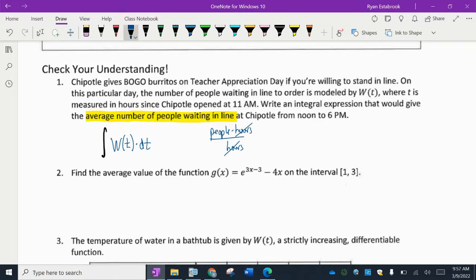Where do we divide it by hours at? The out front. Okay. 1 over what? 6. From noon to 6 p.m. is 6 hours. Now let's look at the bounds. We're going from noon to 6 p.m. Read carefully.